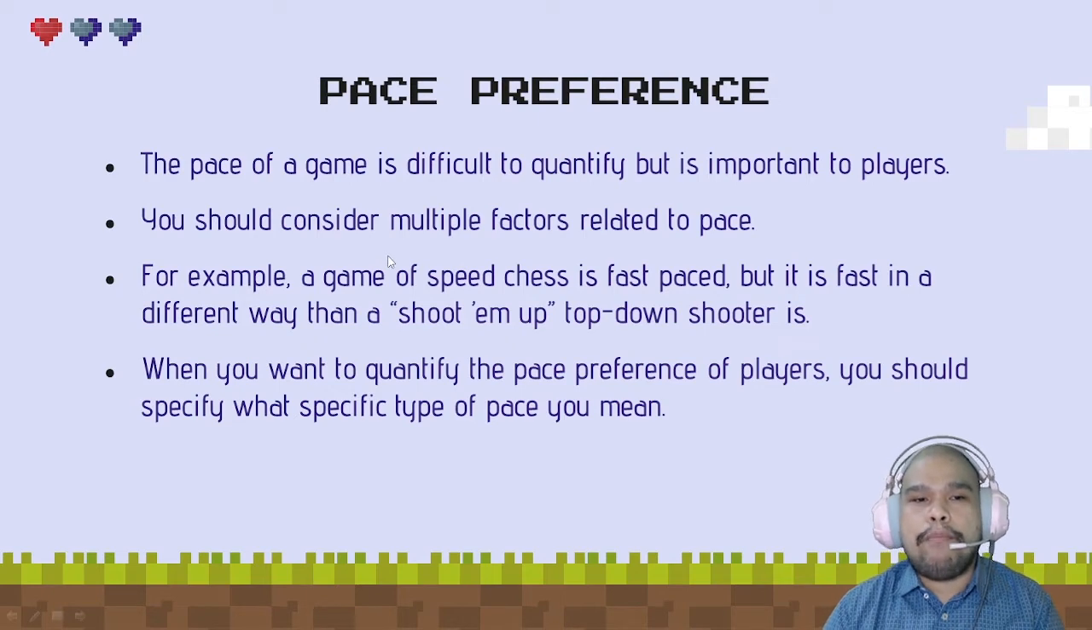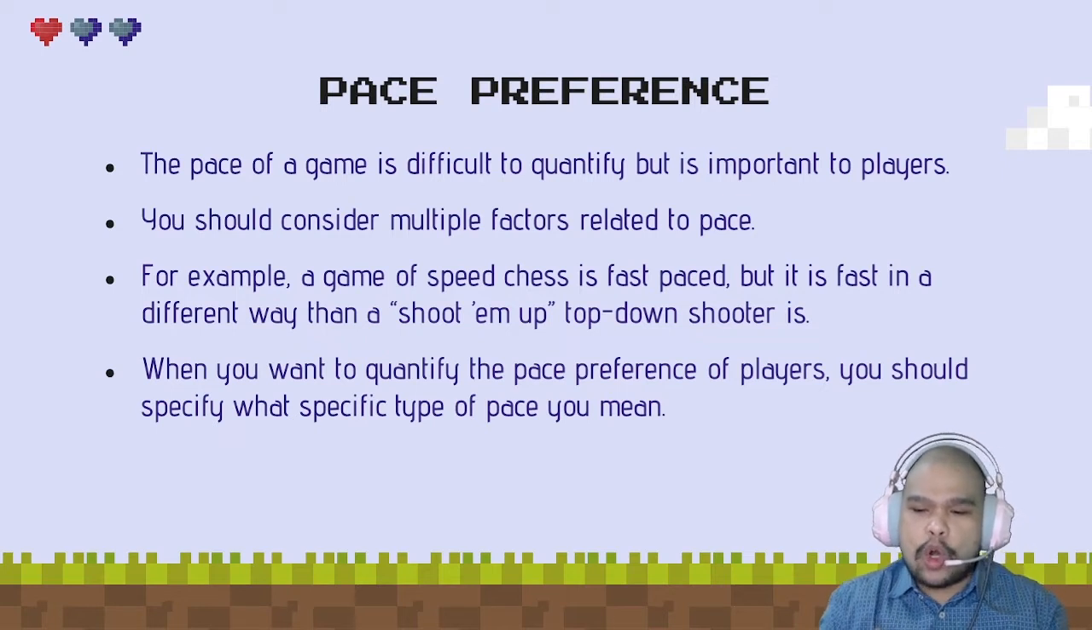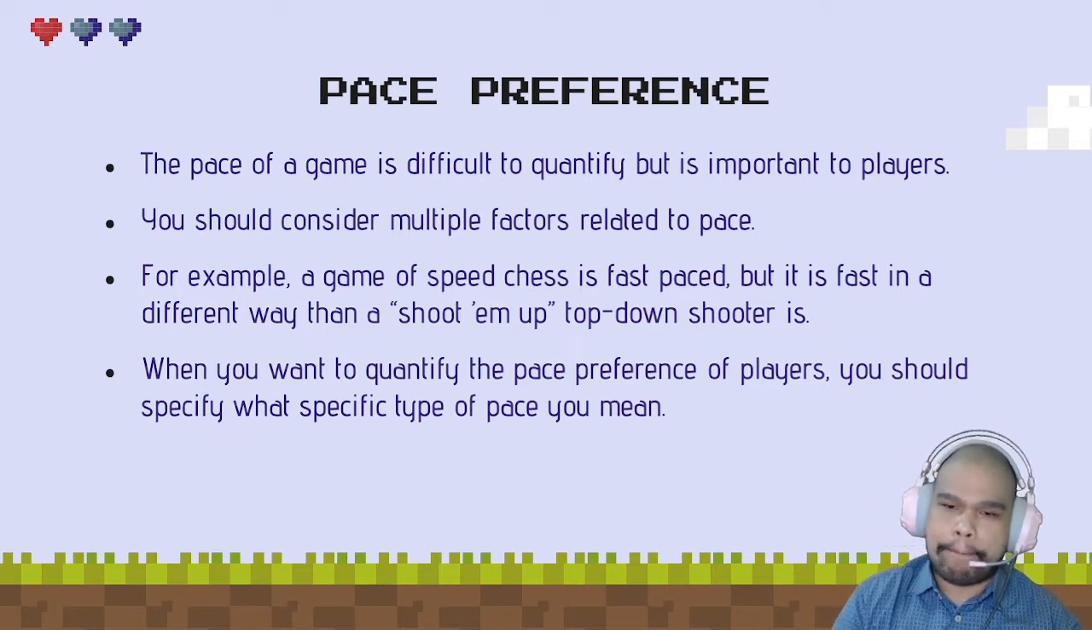Next, we have pace preference. So, the pace of a game is difficult to quantify but is important to players. So, you should consider multiple factors related to this pace. So, ano ba ibig sabihin ng pace? Okay. For example, a game of speed chess is fast-paced but is it fast in a different way than a shoot 'em up top-down shooter is? So let's say for example, no, ang pace usually refers gaano kabilis yung progression ng mga actions within the game.